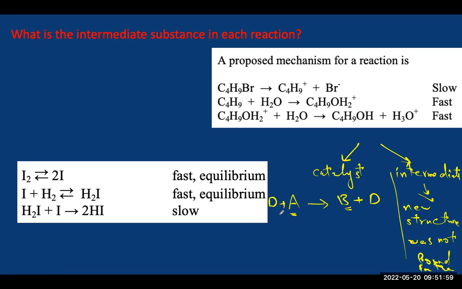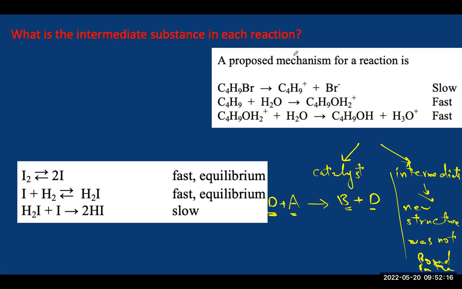Okay, so the catalyst will appear in the reactant, and then it will appear in the product, but the intermediate will not appear in the reactant or in the product. It will only be consumed, just like a transition state, which will be found in the middle of the reaction.